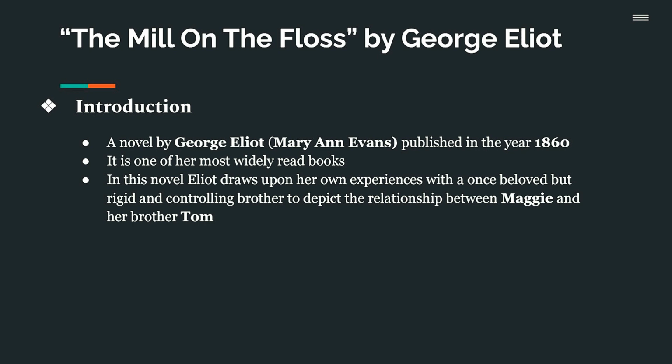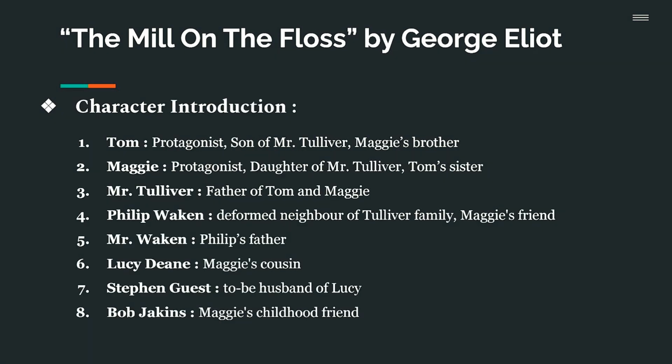In this novel, Eliot draws upon her own experiences with her own beloved but rigid and controlling brother to depict the relationship between Maggie and her brother Tom. So, before discussing the plot of the novel, let us go through the character introductions.